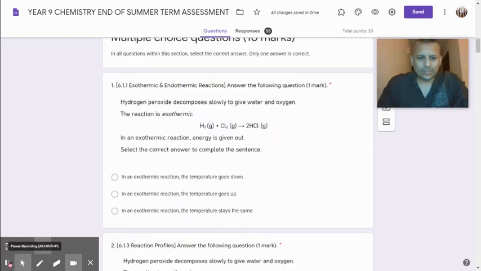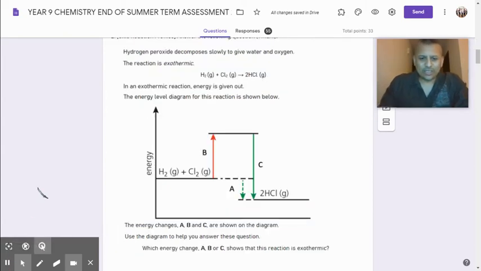The first question was talking about exothermic reactions and the temperature in the surroundings. The temperature always goes up in an exothermic reaction. The actual energy change that shows that this overall reaction is exothermic is A. B is bond breaking, and C is bond making. You'll always get B and C taking place, but C is larger than B, and it gives an overall release of energy to the surroundings, and that's indicated by A.